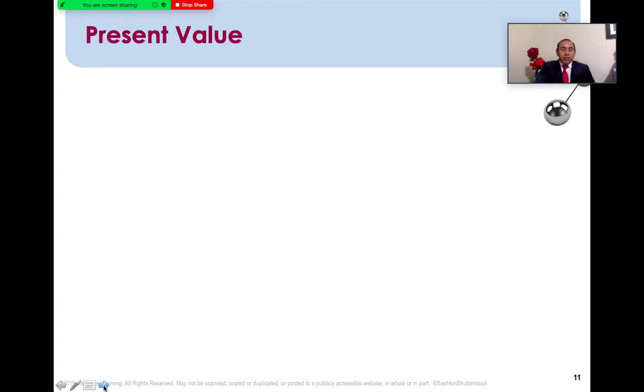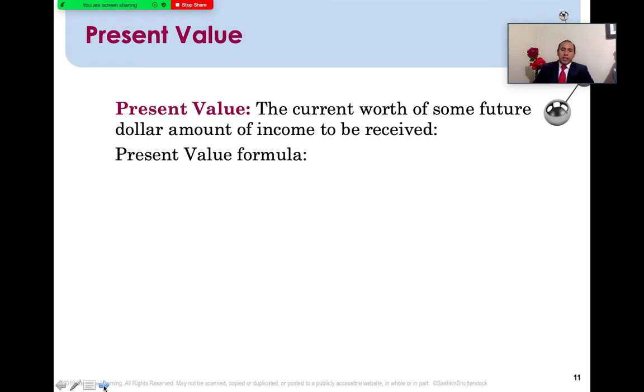Now we have two equations for how to calculate the face value of certain conditions of money or loan or funds in general. We can do the present value calculation, which is the current worth of some future dollar amount that you will receive in the future. If you win the lotto, $1 million, $2 million, $100 million, and you can receive it 5 years from now, what is the present value today?